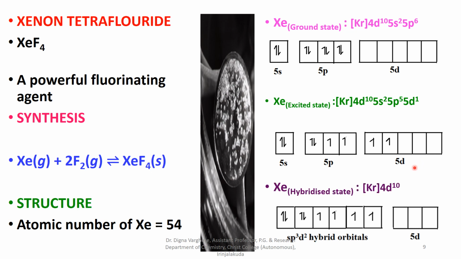and by hybridization sp3d2 hybrid orbitals are formed. In this case, 1 s orbital, 3 p orbitals and 2 d orbitals are forming new sp3d2 hybrid orbitals.